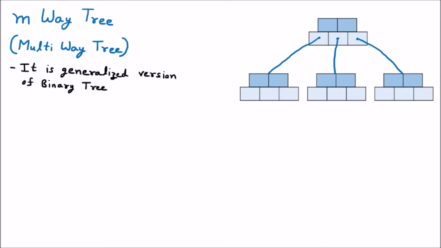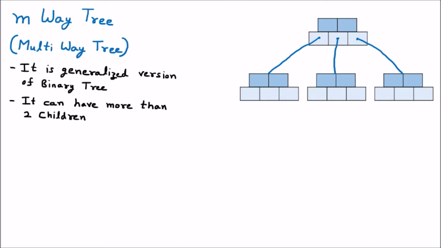We know that the binary tree is a tree which contains two children. But talking about M-way, here we have multiple children. So it can be 2 children, 3 children, 4 children or up to M children. So that means an M-way tree is a tree which can have more than 2 children. Well, one thing is important: it can have more than 2 children.